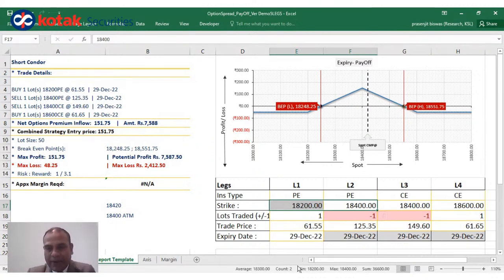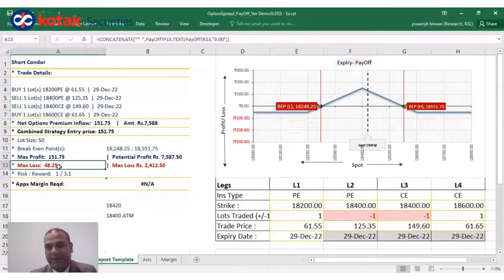So the gap between these two strikes, as I said, is 200 points. So this will be less the amount that I have received. So 200 gap minus the premium that I have received. So I have received about 152 rupees. So my maximum loss will be 48, correct?